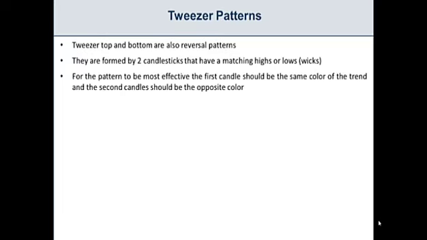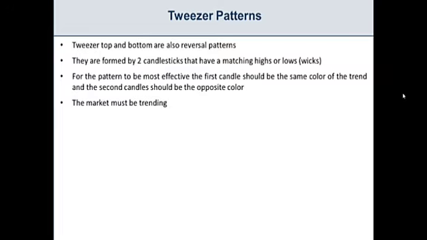For the pattern to be most effective, we have a couple of rules too. The first candle should be the same color of the trend. This means that in an up move, the first candle of the pattern should be blue or bullish, and in a down move, the first candle of the pattern should be red or bearish. And the second candle should be the opposite color, which means that in a tweezer top formation, the second candle should be bearish, and in a tweezer bottom, the second candle should be bullish. The market must be trending. These patterns, because they are reversal patterns, don't work in ranging markets.